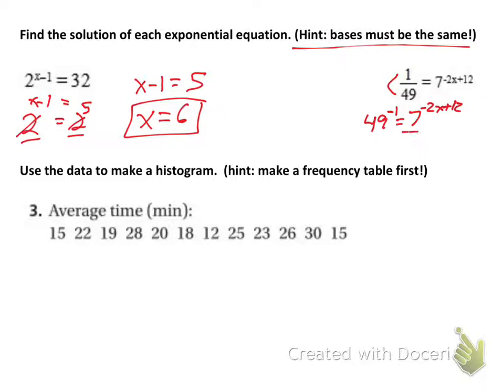So I'm going to keep my base. I'm going to keep 7 to the negative 2x plus 12, and that's equal to 7. So 7 to what power is 49? It'll be 7 to the 7th power. So I'm going to take 7 and multiply that by negative 1. That's still there. So what that would look like is 7 to the negative 7th is equal to 7 to the negative 2x plus 12. My bases are the same, so I can cross them out. So then negative 7 is equal to negative 2x plus 12.